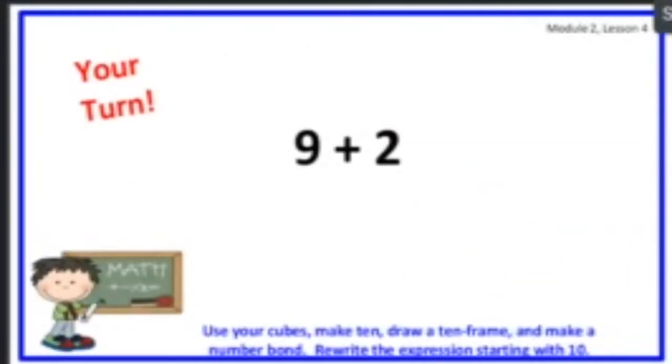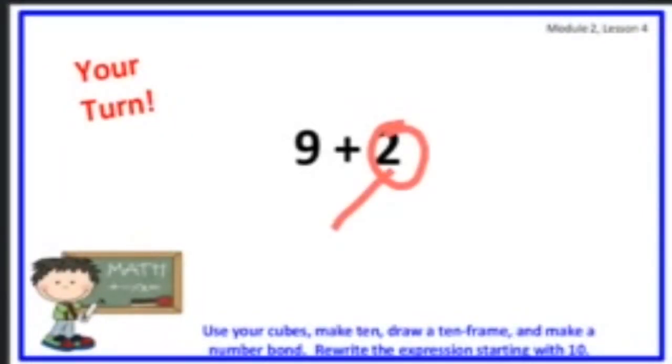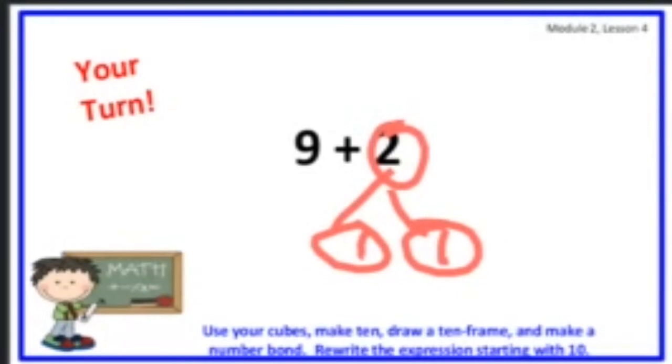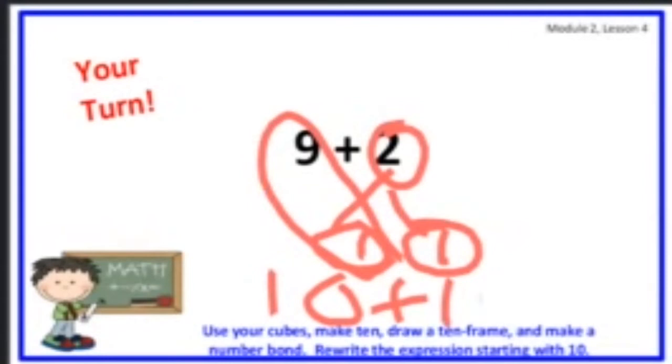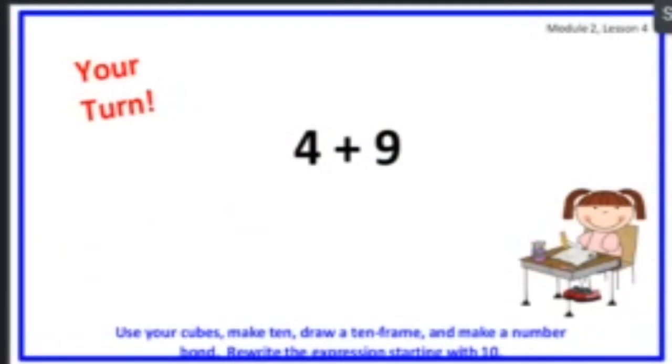We have 9 plus 2. How will you solve that? You share apart your 2 using your number bond. That will be 1 and 1 to make what? 10 with my 9. You see that? So 10 plus what is left outside, 1, will give me what? 11. Very good.